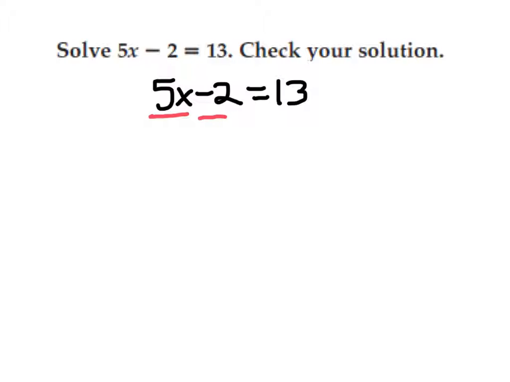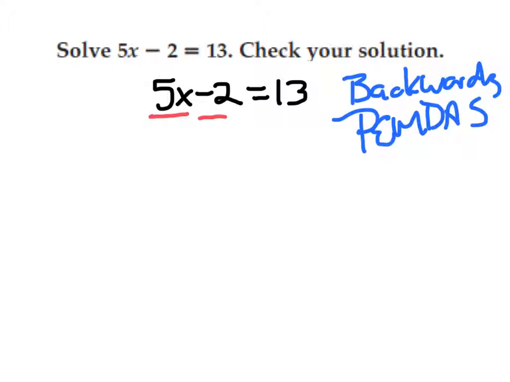We're going to use this concept. The concept is backwards PEMDAS. In order to isolate my variable, the x, I'm going to work backwards. Normally I do adding or subtracting last, but what I'm going to do here is adding or subtracting first. So you can see in my problem here, I have a minus 2, so I'm going to add a 2 to both sides, and I notice that when I add 2 it cancels out, it gives me 0, so I'm left with on the left side 5x, and when I add the 2 to the 13 I get 15.